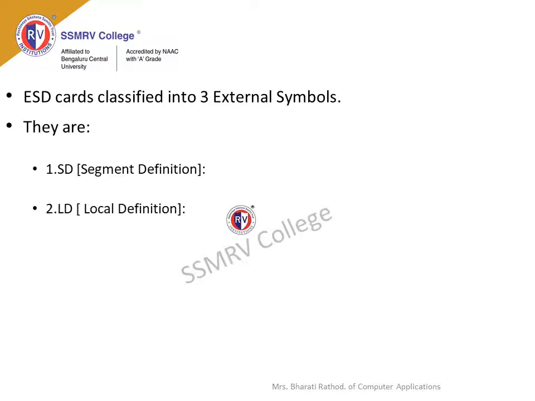External symbol dictionary cards are classified into three types of external symbols: segment definition, local definition, and external reference. Segment definition refers to the segment or name of the program. Local definition is specified on the entry card; there must be a label in the program with some name. For an external reference, there must be a corresponding entry card in another program with the same name.